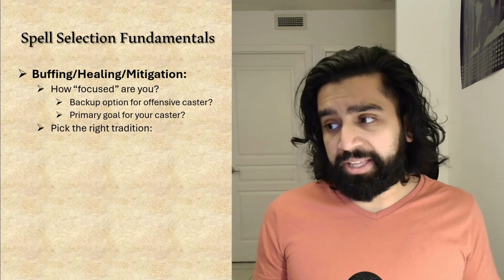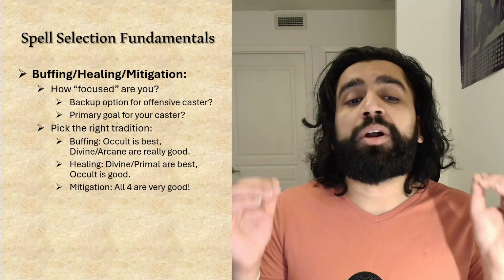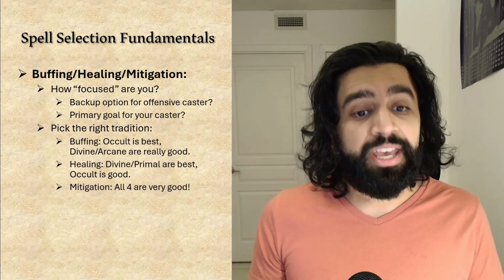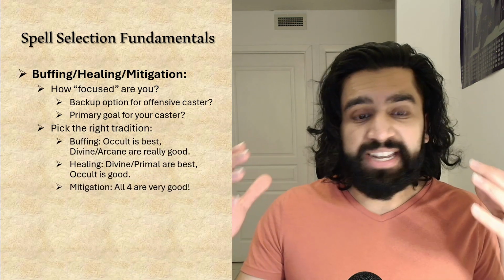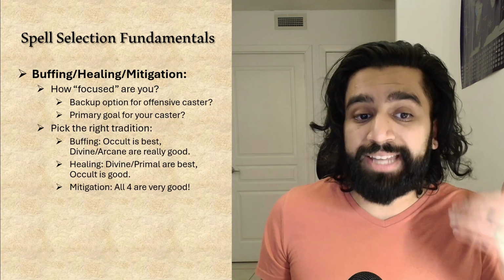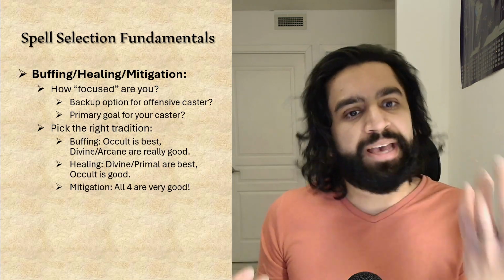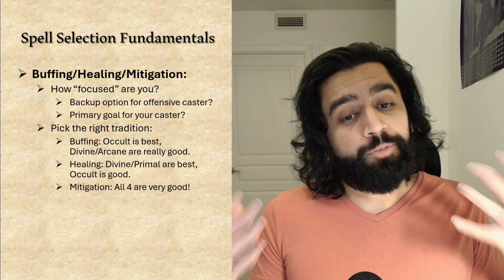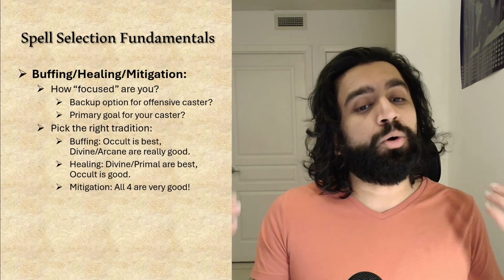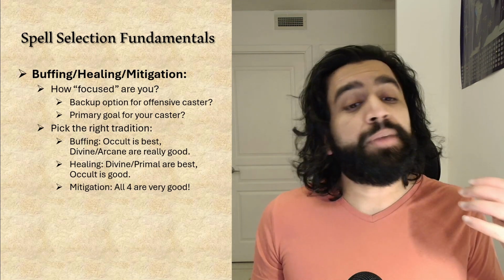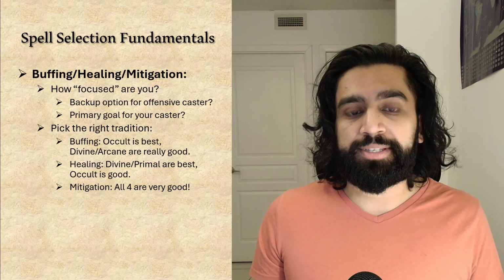As always, pick the right tradition. Buffing is where occult shines at its best. Divine and arcane are like 9 out of 10 good, but occult is 10 out of 10 good, because it takes the best of divine and the best of arcane. For healing, divine and primal are the best, and occult is really good. For mitigation, all four traditions are able to do it.